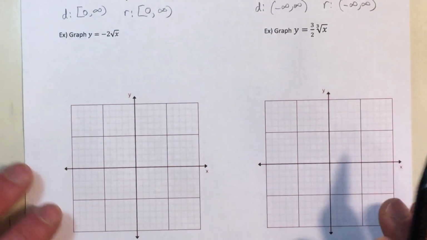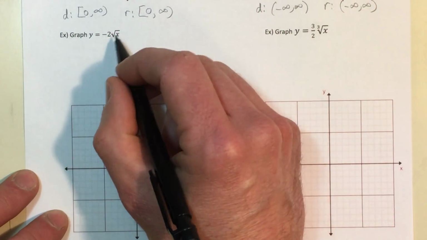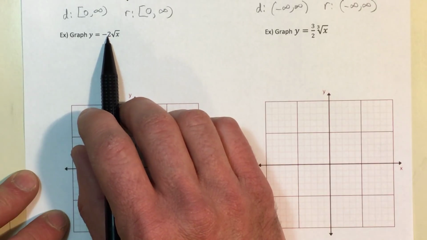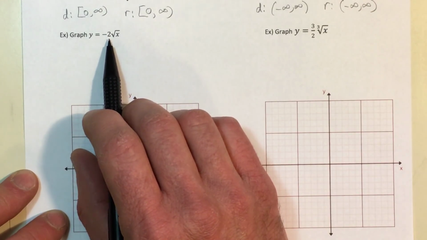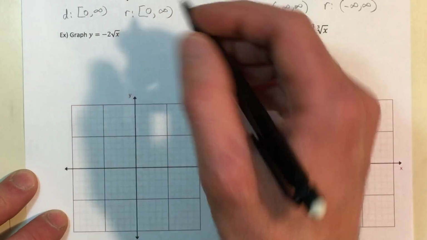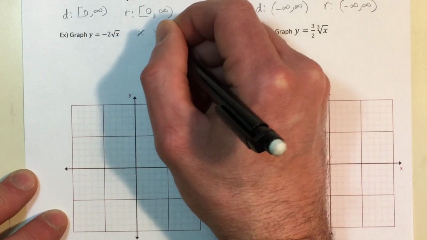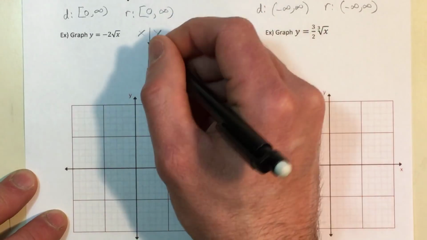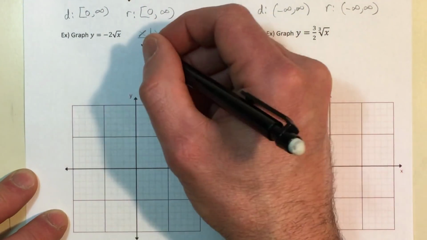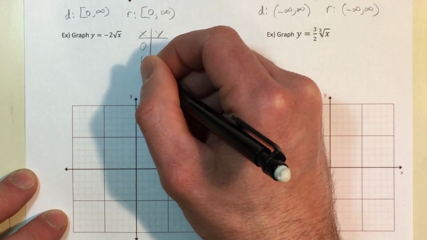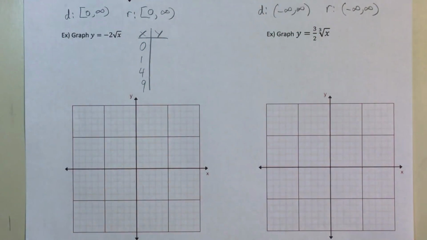Now, you don't have to take my word for it. There's no shifting. This -2 doesn't shift anything. It does a reflection and it does an amplitude adjustment, but there's no shifting. So let's go ahead and just make our table of values. Because it's a square root function, I encourage you to use 0, 1, 4, and 9. That way you don't have to grab a calculator.